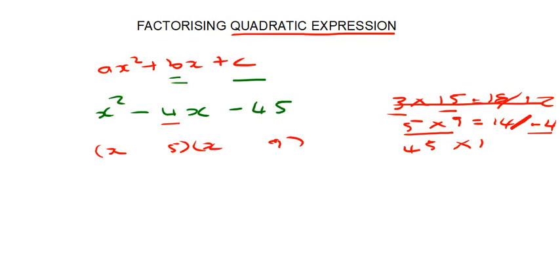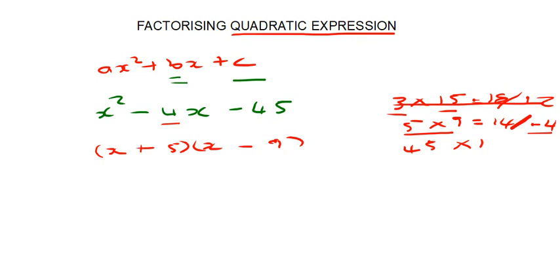So how do you decide which one goes where? Usually look at the middle term. We say that the bigger number takes the sign of the middle term. So the middle term is negative 4. The middle sign is negative, so we'll have negative here, then here we'll have positive.